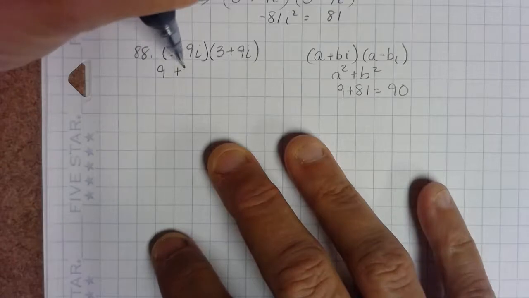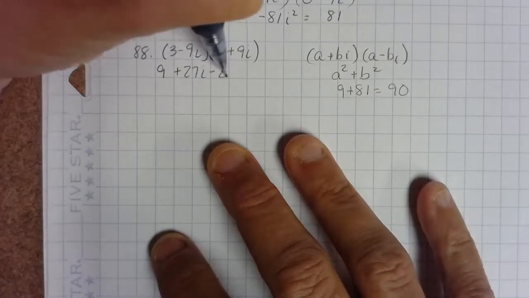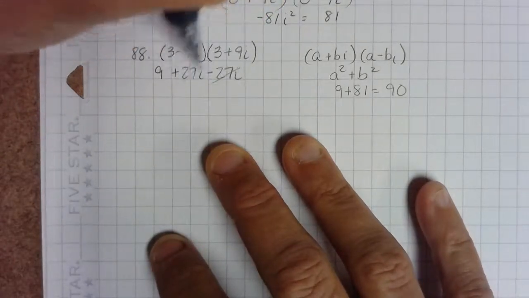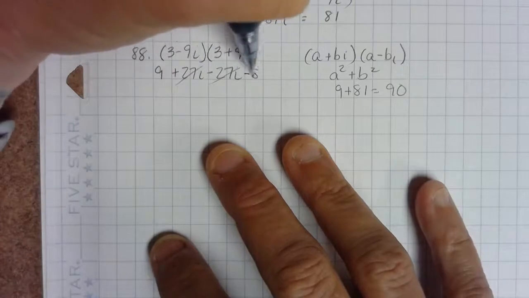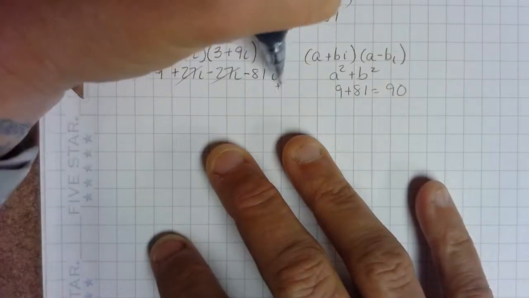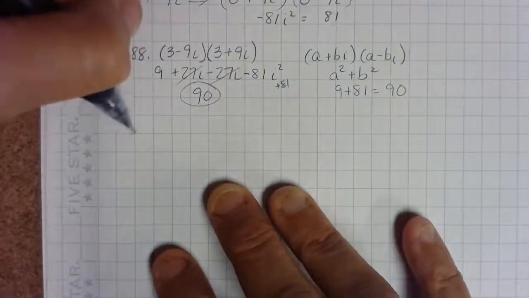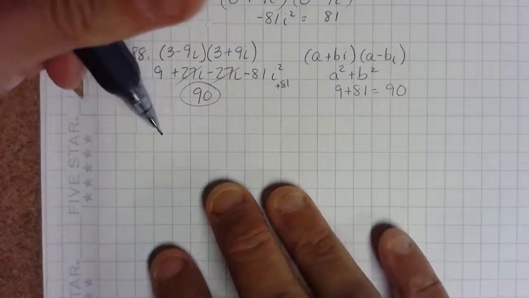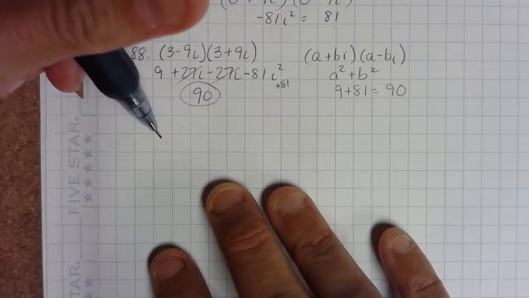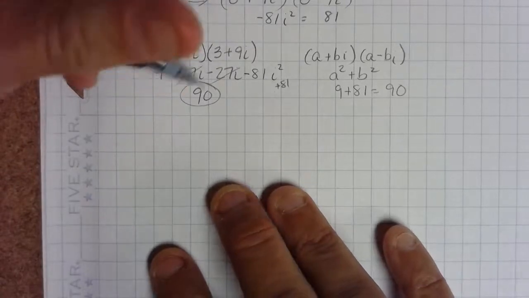9 plus 27i minus 27i, and then minus 81i squared, which you know would be a plus 81, so you get 90, okay? I'll skip 90, it's too easy. Okay, let's go to 92.